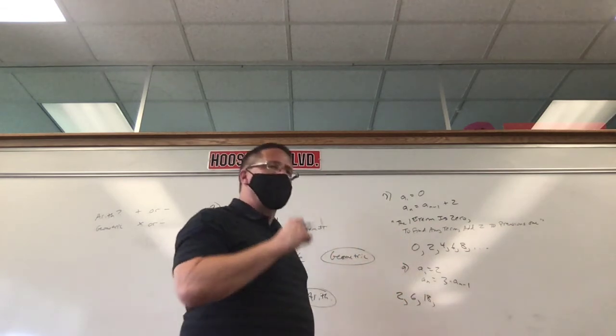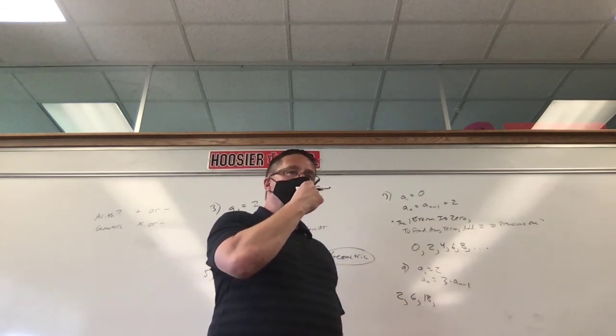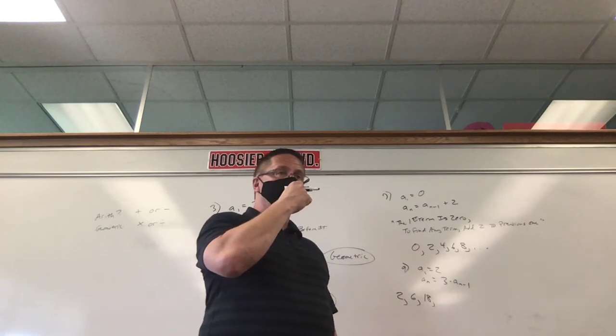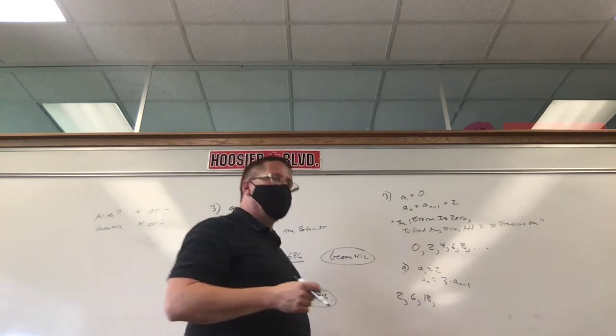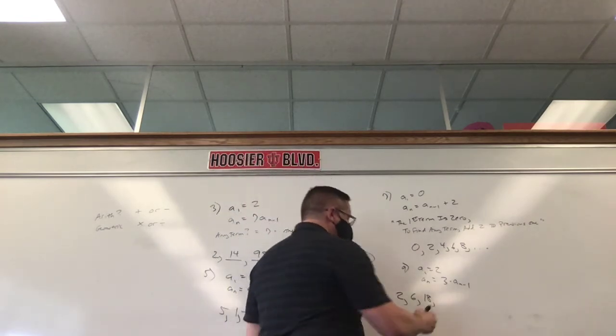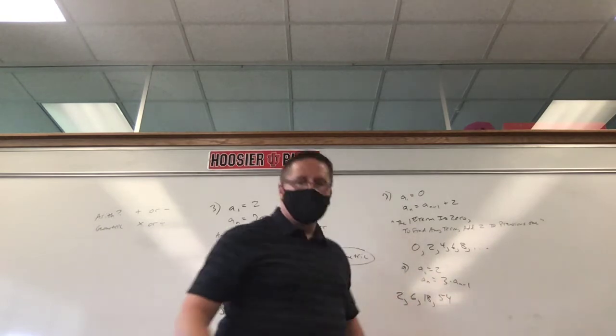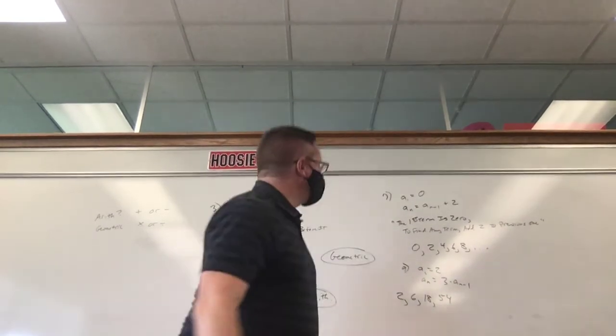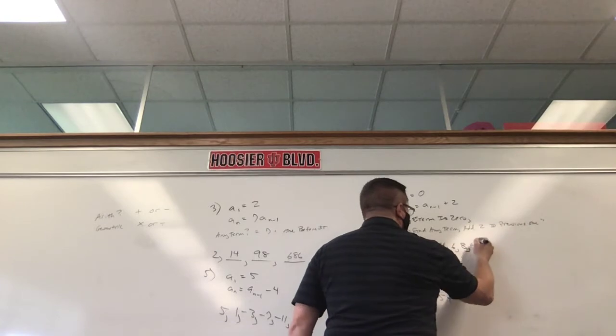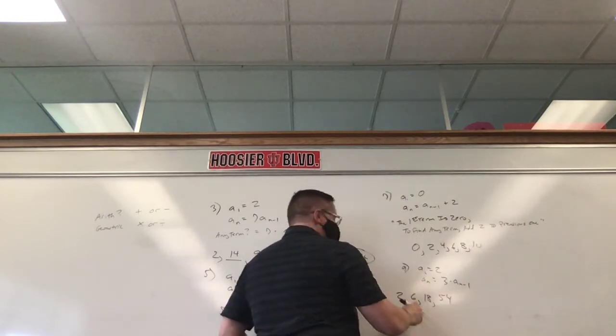How do I find the next number? You times it by the previous number. 18 times 3 is 54. How many numbers do they want here? The first 6 terms. Okay, they wanted 6 numbers. So 1, 2, 3, 4.